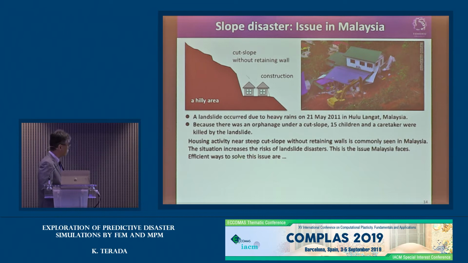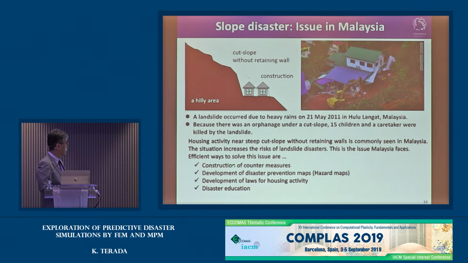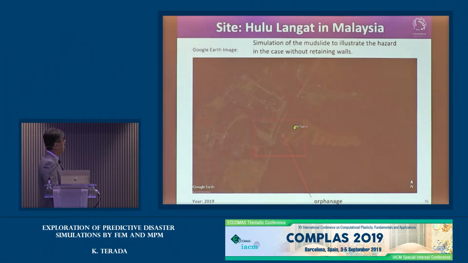So the effective way to solve these issues might be construction of countermeasures, the development of disaster prevention maps, that is called hazard maps, and also laws for housing activity. The last one is disaster education. Especially for disaster education for the residents, virtual experience by numerical simulation must be effective. So for that purpose, here is the simulation.